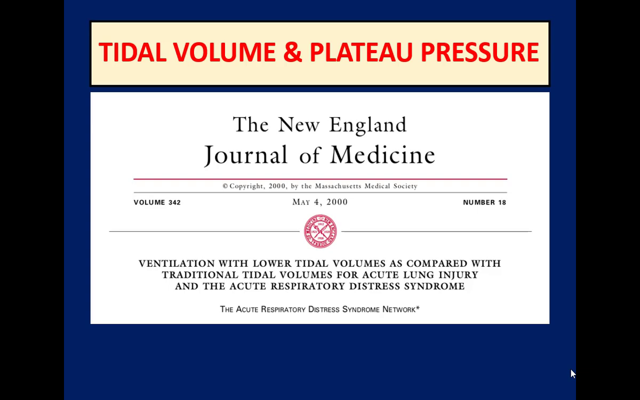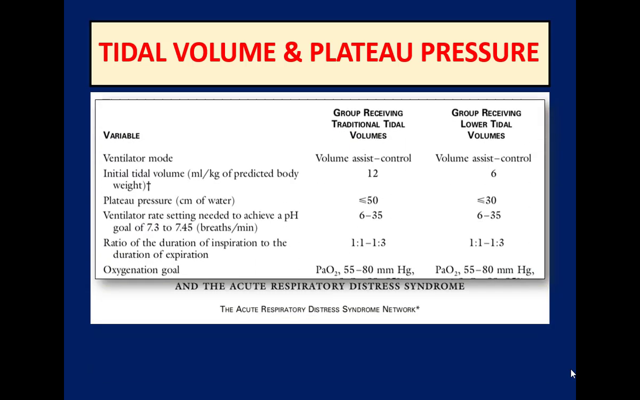As you all know, this is the famous acute respiratory distress syndrome trial published in 2000, where they have discussed ventilation with lower tidal volume compared with a traditional tidal volume for acute lung injury and acute respiratory distress syndrome patients. What they have done, they have taken two groups, one receiving 12 ml per kg, one receiving 6 ml per kg. Now this is very unusual, why they have selected 12 ml, but it is there, can't change it. In this the plateau pressure was more than 50, in this the plateau pressure was around 30, less than 50 and around less than 30.